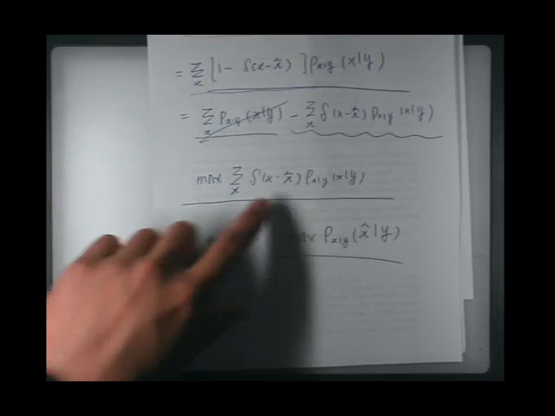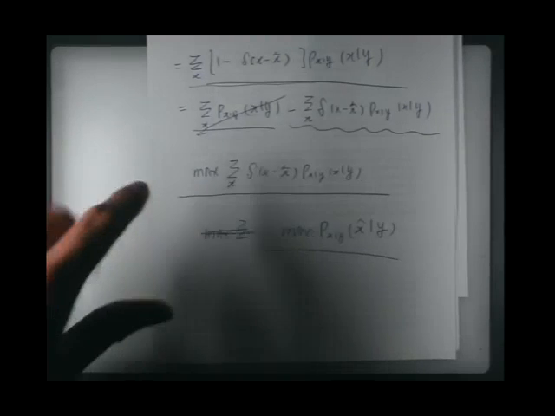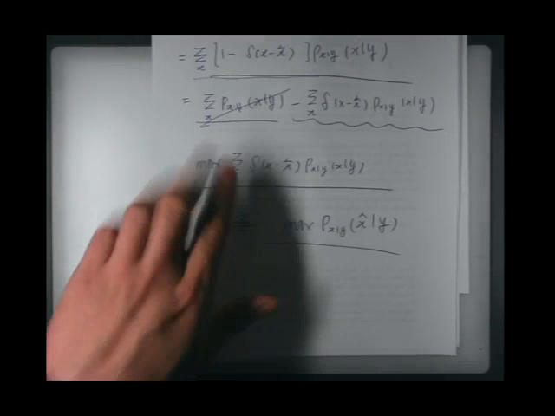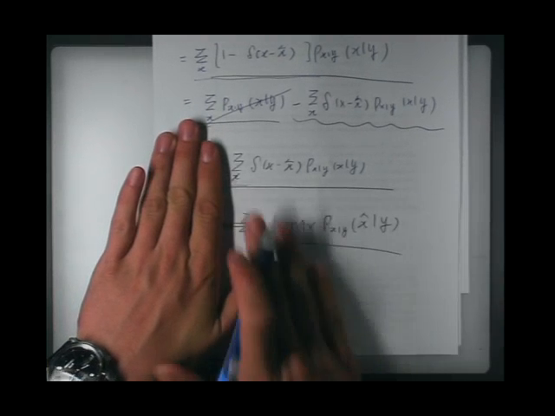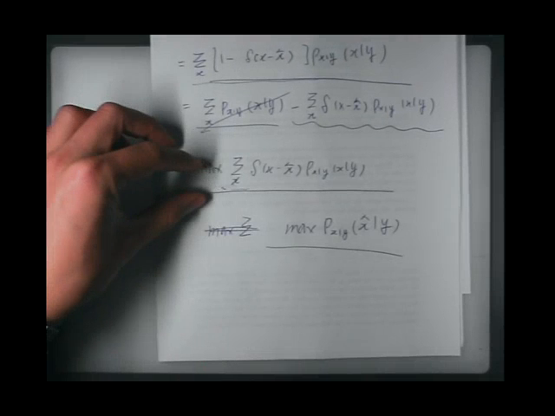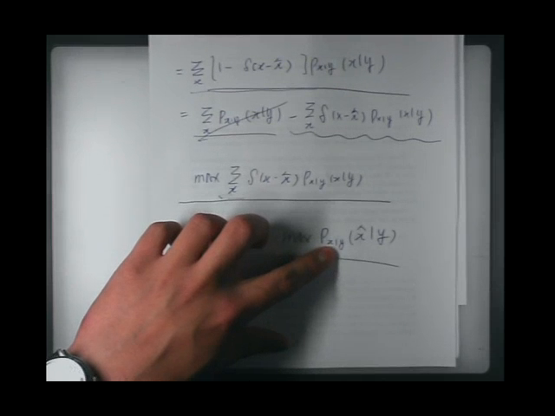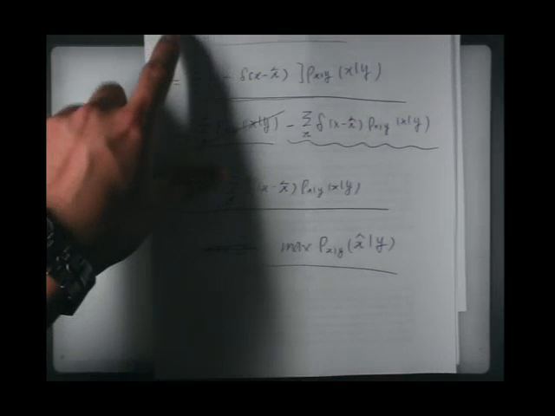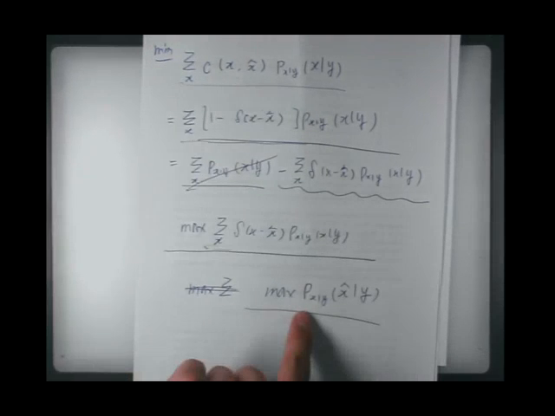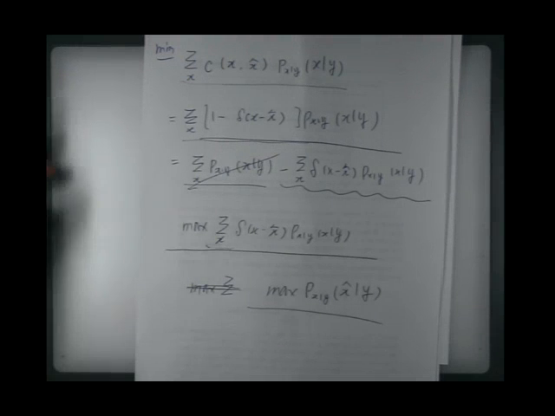this is because whenever x is not equal to x hat, this term is 0. So it's 0 out. The only thing we have here is when x equals x hat. So this summation is equivalent to this probability. Therefore, the maximization of this term is equivalent to the maximization of this posterior distribution. And furthermore, minimizing the expectation of the cost function is equivalent to the maximization of the posterior distribution. This is how we get the MAP estimation.